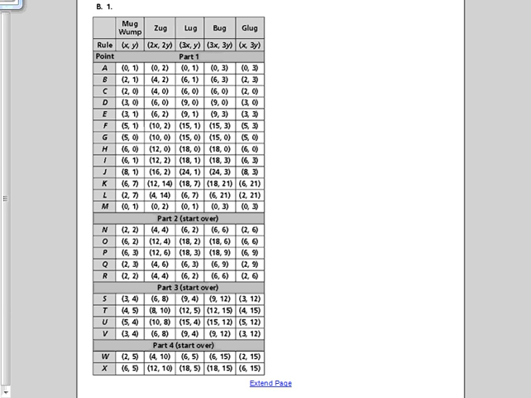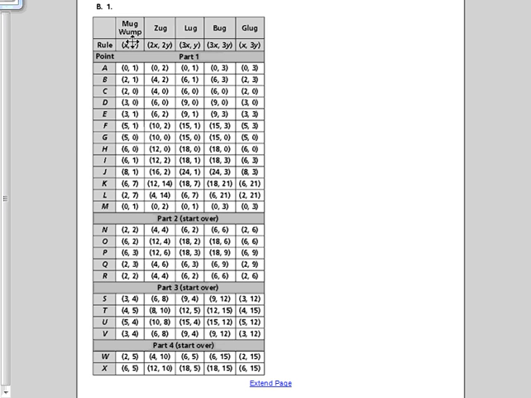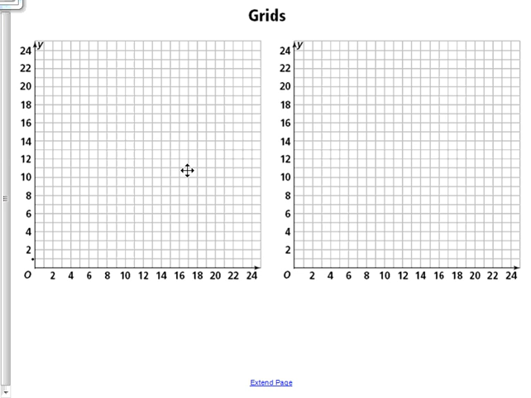And then what I want you to do now is go to that coordinate grid that I gave you, the 4 coordinate grids, and you're going to graph now all of these points. All the points for Mug, all the points for Lug, Bug, and Glug. I think we skipped over Zug. So graph those coordinates on these grids. You'll have 4 different characters. And I want you to think about which are the imposters.